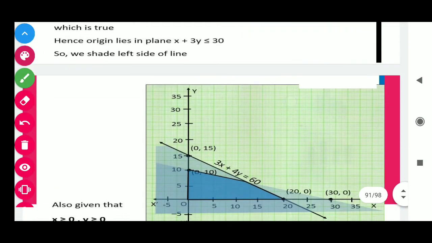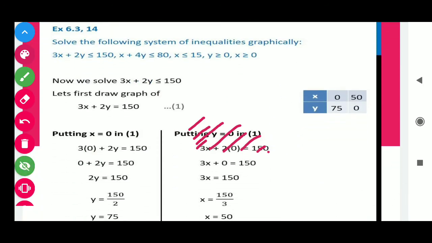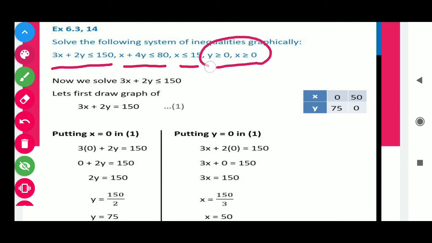Here we have the next question. Question number 14. Solve the following system of inequalities graphically. The first inequality is 3x plus 2y less than or equal to 150, x plus 4y less than or equal to 80, x is less than or equal to 15, and y is greater than or equal to 0, x is greater than or equal to 0. Students, these last two inequalities show that the common feasible region must lie in the first quadrant.